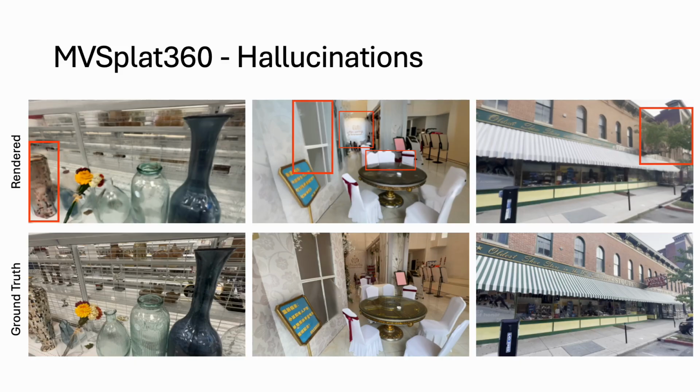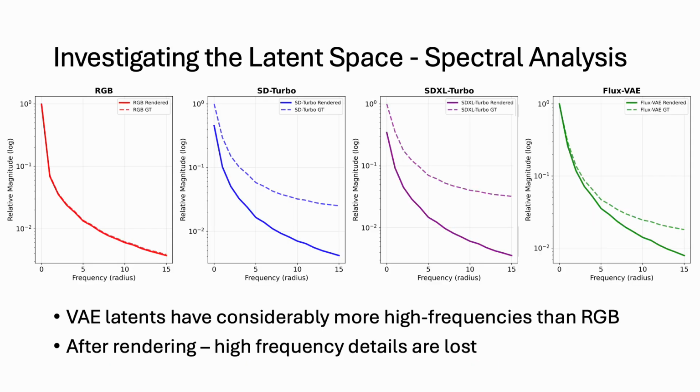As shown qualitatively, the problem is hallucinations. The video diffusion model often invents content that does not match the ground truth scene. For example, look at the highlighted regions in these rendered outputs. So we asked, why does the diffusion model need to hallucinate in the first place? The answer lives in the frequency domain.